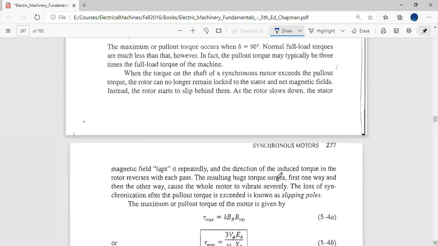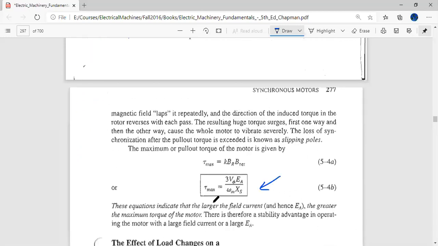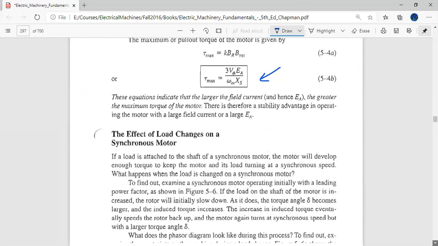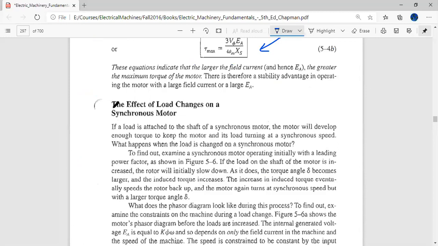Okay, so same formula as we have, we had derived this for the synchronous generator, so nothing to do here. Now it says, what is the effect of load changes on a synchronous motor? This is one of the ways in which we can change the power factor of the synchronous motor. So quickly, if we go through this, this paragraph is very important.